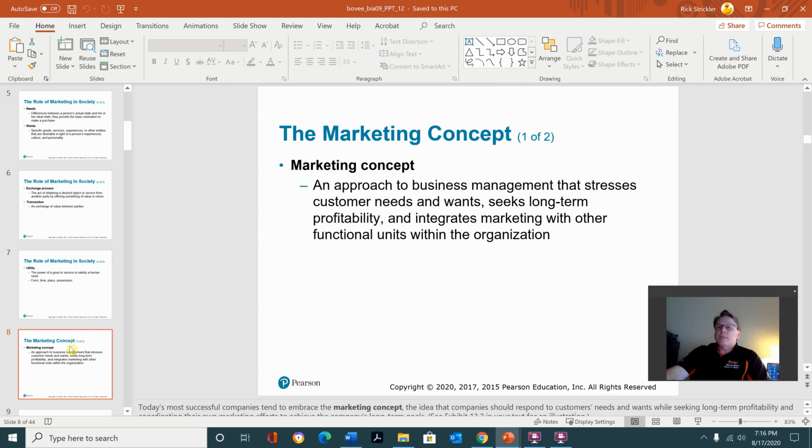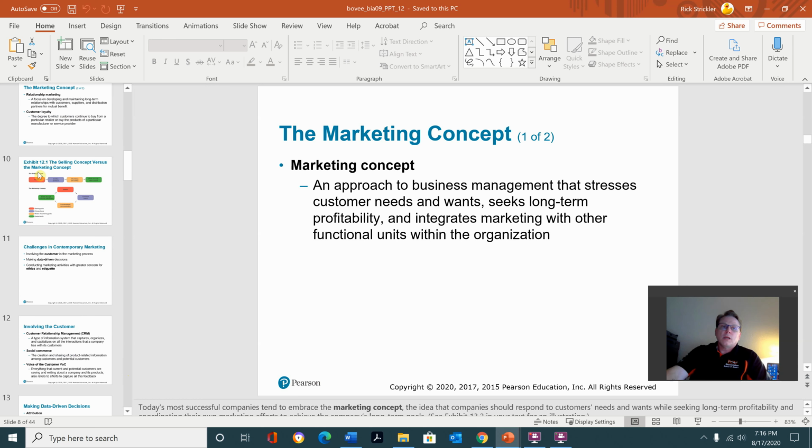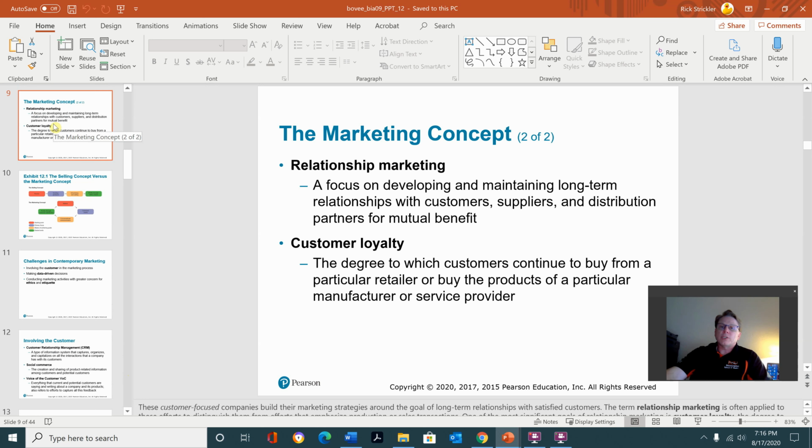Marketing concept: an approach to business management that stresses customers' needs and wants, seeks long-term profitability, and integrates marketing with other functional units within the organization. And so let's go on here. Relationship marketing focuses on maintaining long-term relationships with customers.